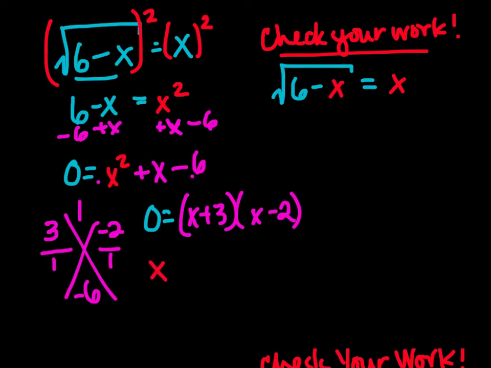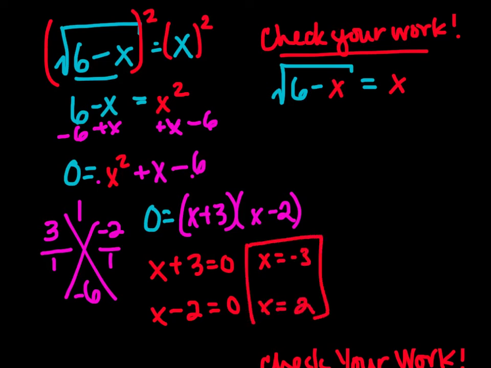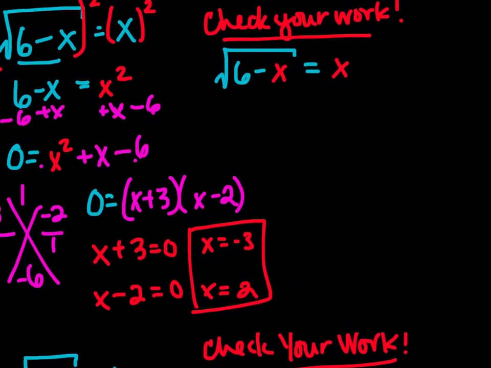So x plus 3 is equal to 0 and x minus 2 is equal to 0 based on that zero product property. So x can equal negative 3 and x can equal a positive 2. Those are our two solutions. Let's see which one works, or if both of them work. So we need to check our work.